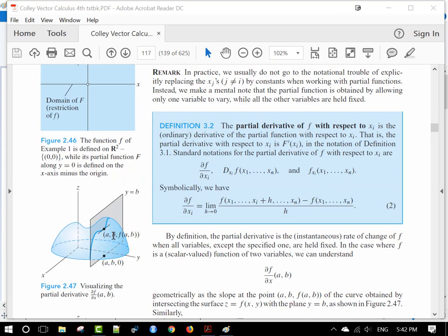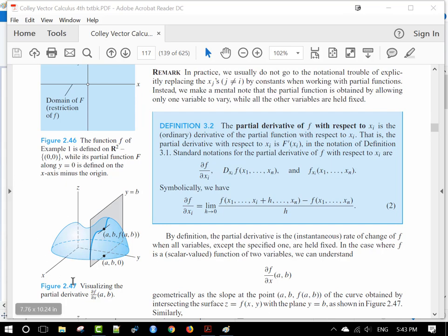Suppose we have this surface, a function of x and y. In this picture, y is being held constant, right? So y equals b. Basically we're cutting this surface with the y equals b plane, so we just get this curve, a curve in this y equals b plane. And then we can just talk about the derivative of that.